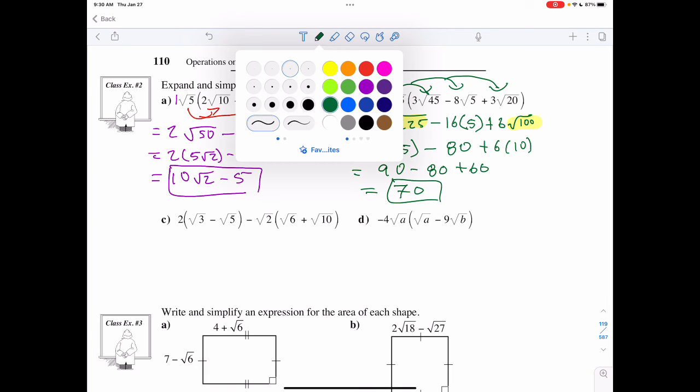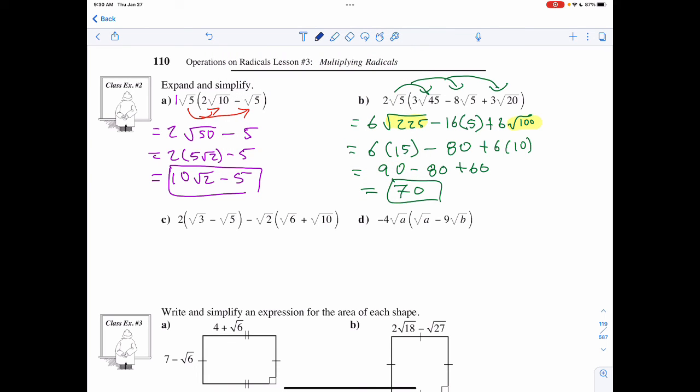Going on to example C. Now be careful here. When I multiply these out, I need to multiply both of these terms by negative 2. So it's going to change the signs in there as well. So what's this going to give me? It's going to give me 2 root 3's minus 2 root 5's minus the square root of 12 and minus the square root of 20.